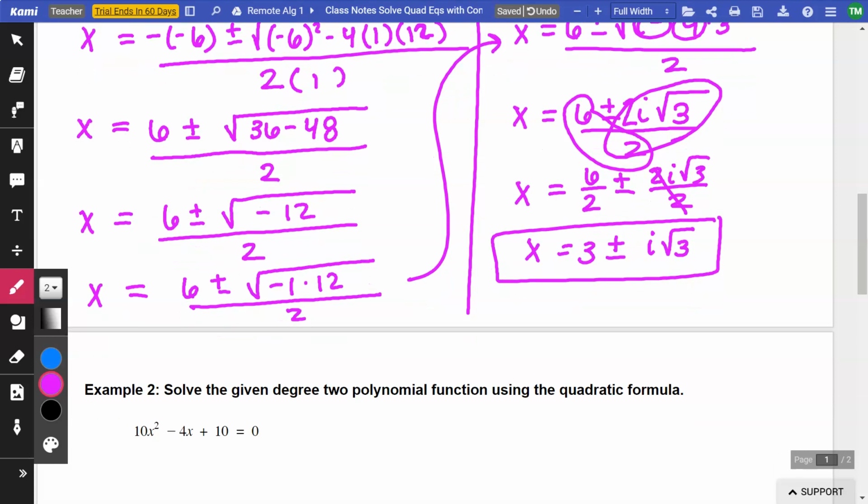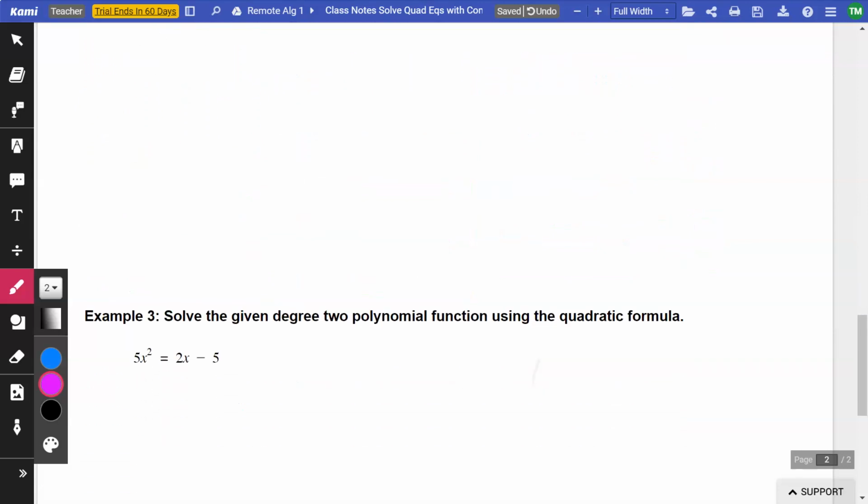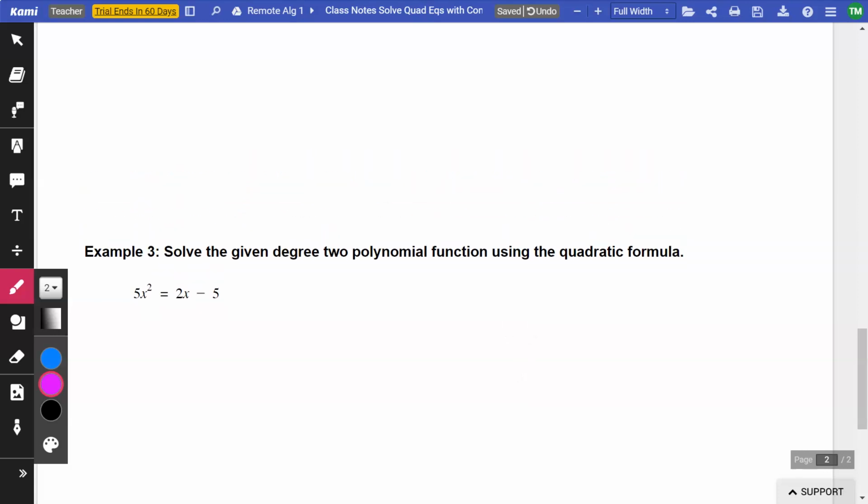So why don't you go ahead and pause the video and try out example 2 and example 3 on your own, and then press play when you're ready to check your work and go over them together.